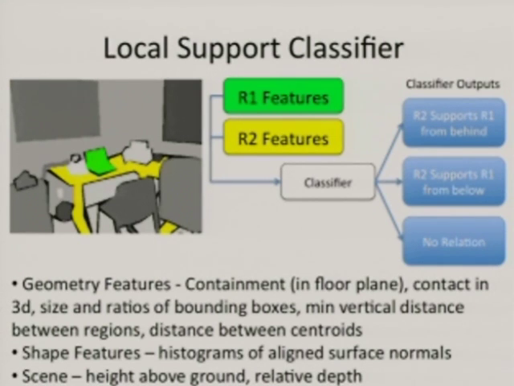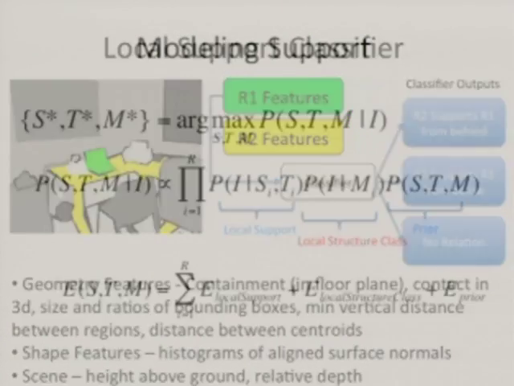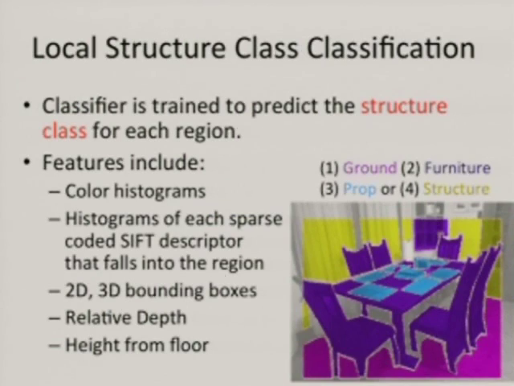So this is just going to take pairs of regions in the image and give some prediction as to whether it thinks one should be supporting the other or not. The other local term is going to be the structure classifier. This is going to be using the sort of standard recognition features, color histograms, SIFT, and so on. And there'll also be some information perhaps about the relative depth in the scene and the height of the region from the floor. And this is going to predict for each region which of the 4 structure classes it is.